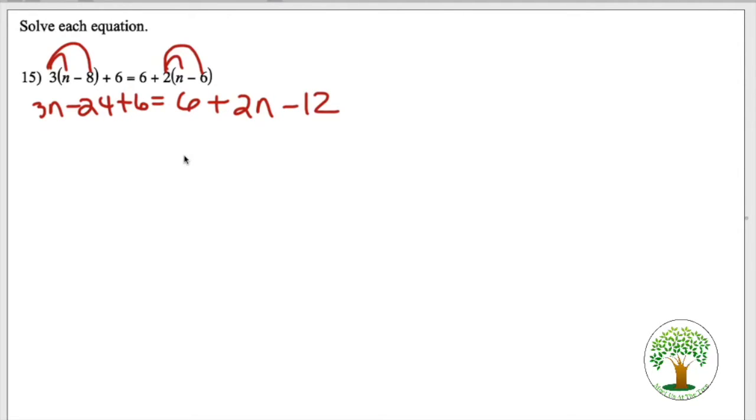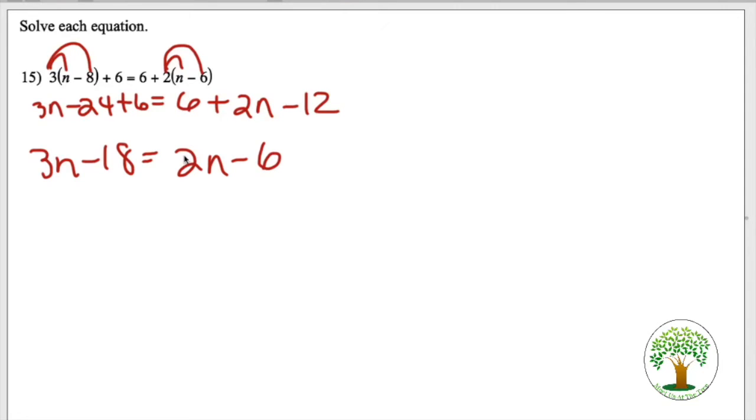Now, not only do we have distributive property on both sides, we have combining like terms on both sides. They get bigger and bigger. What is negative 24 and positive 6? Negative 18. Yes, 3n minus 18. These two come together. I have a 6 and a negative 12. Negative 6. Good. So I have 2n minus 6.